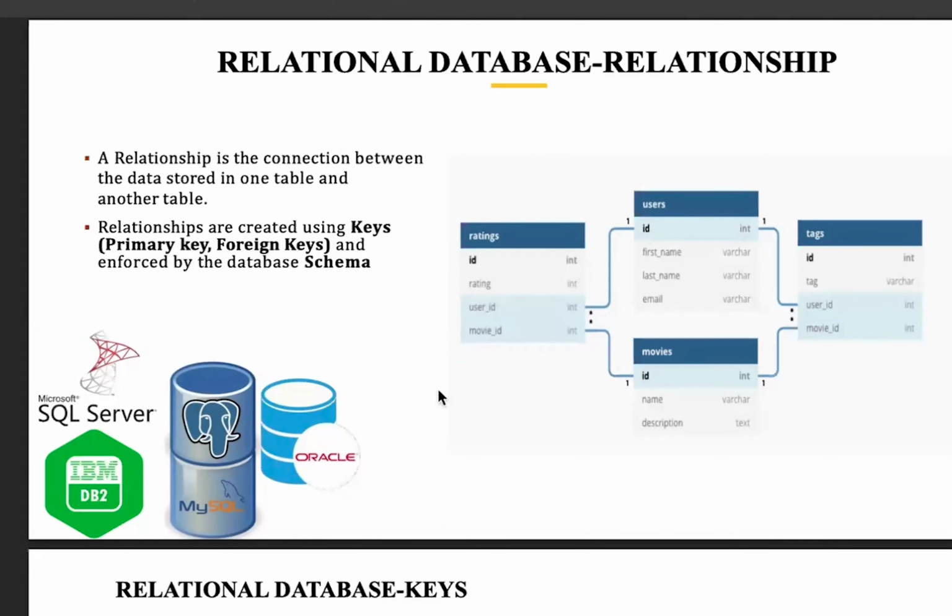I'll explain the different kinds of keys. A primary key is the unique identifier, like the ID you see written here. Yeah, that's the unique identifier. And foreign keys are the other keys, apart from the unique identifier, which is the primary key.